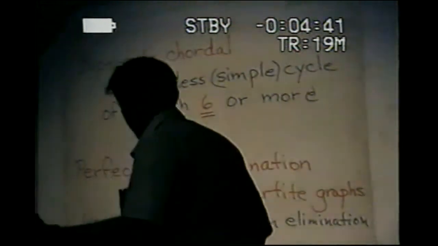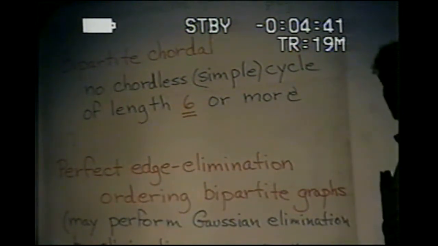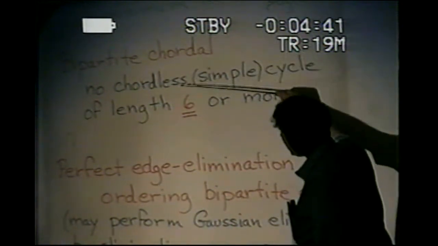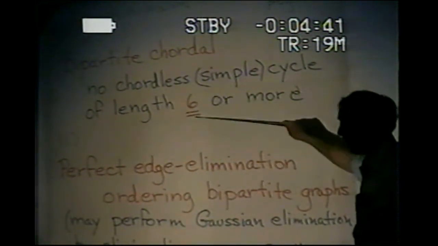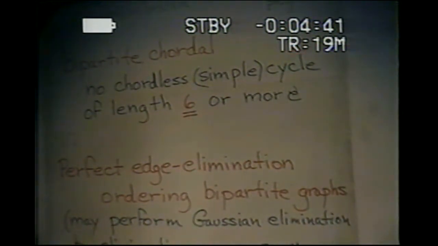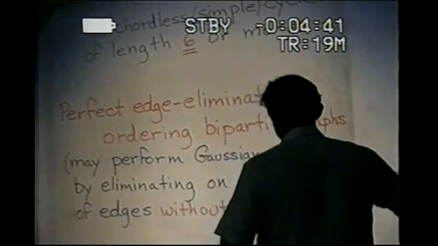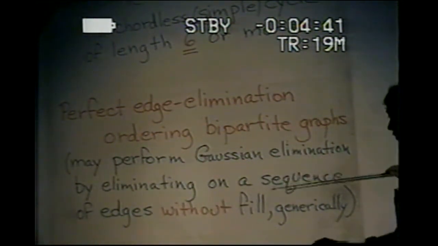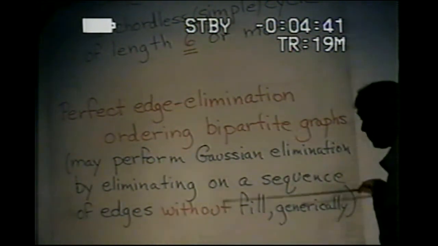And now, there's a concept already existing, by the way, of chordality in bipartite graphs, which is a little different from chordality for general undirected graphs. A bipartite graph is called bipartite chordal if it has no chordless cycle of length 6 or more. Remember, before we had 4 here, and now we have 6 in the bipartite case. And there's actually a good reason for that. These have to do with perfect edge elimination orderings of bipartite graphs, which has to do with modeling Gaussian elimination without fill when you get to pivot on arbitrary entries. There's a book by Golumbic with a nice discussion of several things about bipartite chordal graphs. So that's what bipartite chordal graphs are.